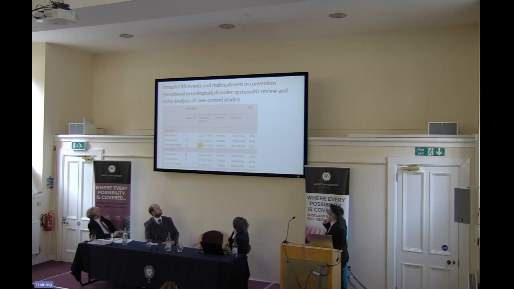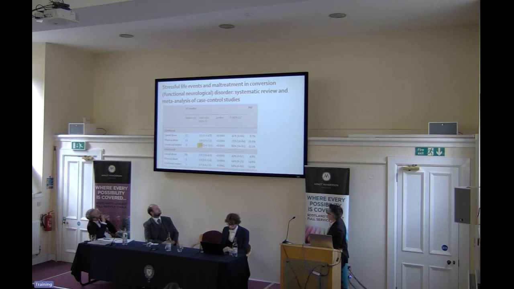So you're more likely to have experienced these things if you have FND compared to a healthy person or someone with another neurological disease. The odds ratio is highest for emotional neglect, so that seems to be the strongest link. But what you're looking for is over one, so you're also more likely to have experienced sexual abuse and physical abuse, both in childhood and adulthood.